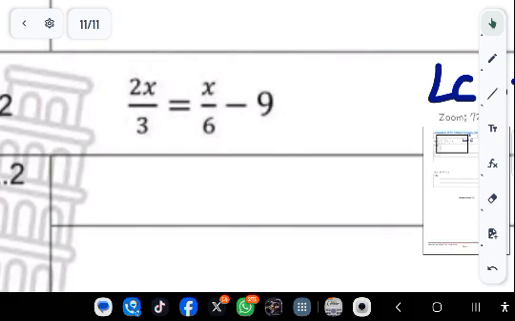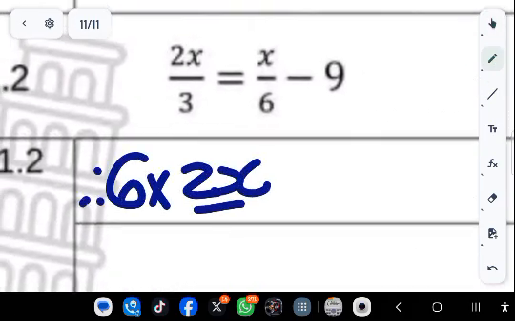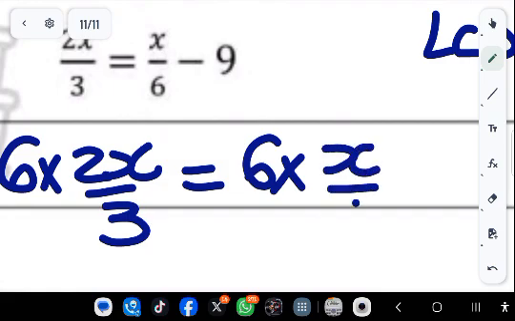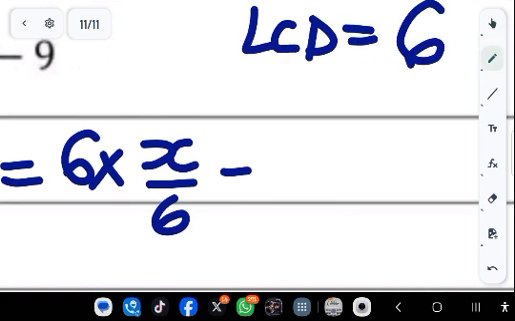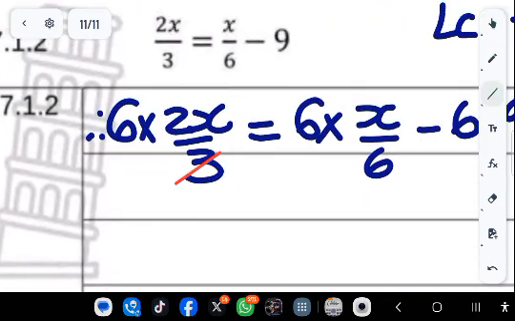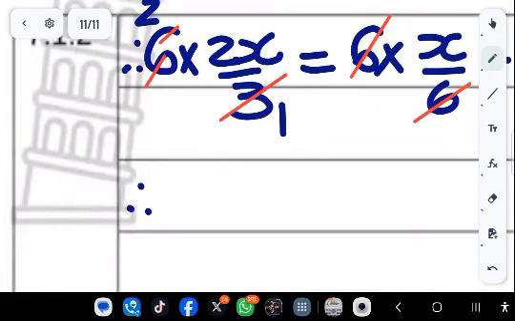Now let's multiply each term, so 6 times 2x over 3 equals 6 times x over 6 minus 6 times 9. That's how you do it. So now we simplify. 3 goes into 3 once and into 6 twice. And then 6 and 6 simply cancel out. They go into each other once. And then 6 times 9, we will work that out.